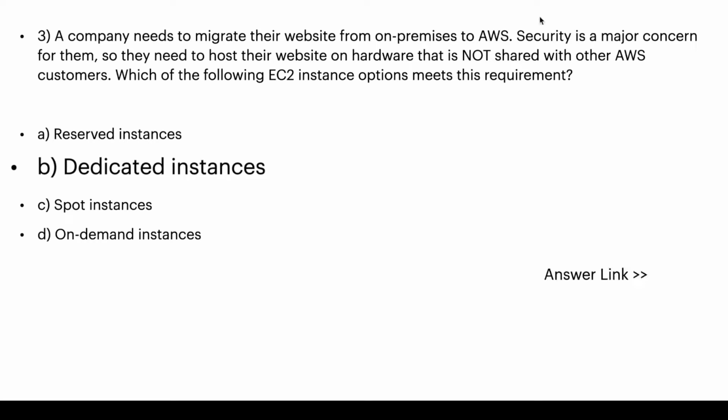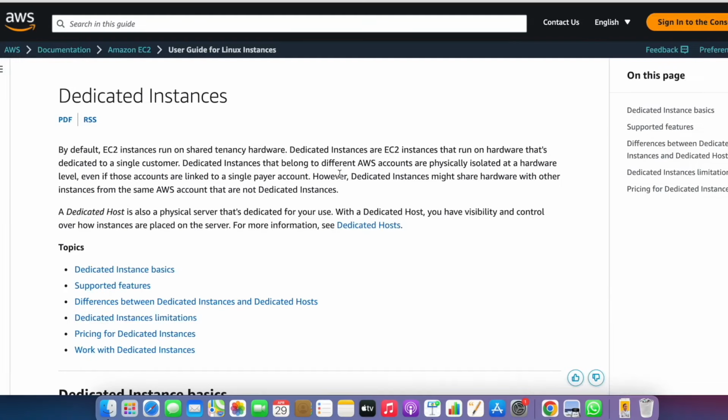Let's check that on the AWS website. Dedicated instances are EC2 instances that run on hardware that's dedicated to a single customer.